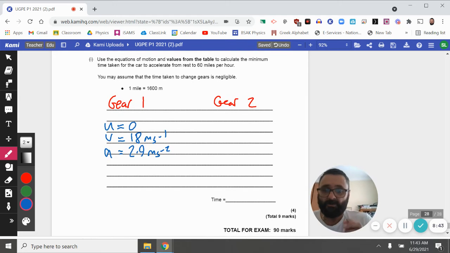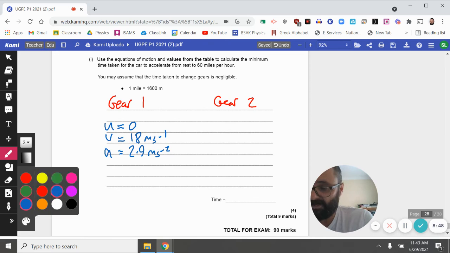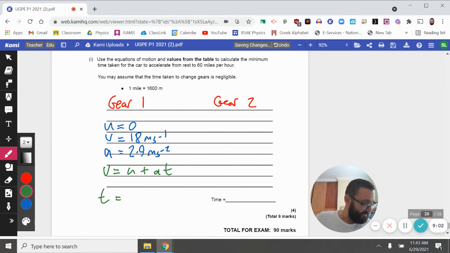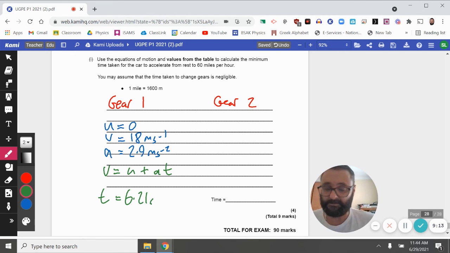Okay, right. How long does it take to do that acceleration? Okay, what equation of motion are we going to use? It's got to be v equals u plus at, isn't it? Okay, so if we use v equals u plus at, that gives us an acceleration time of 6.21 seconds. Right, that's the acceleration through first gear.